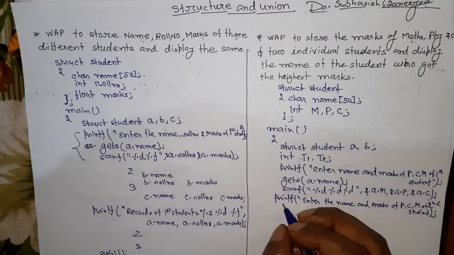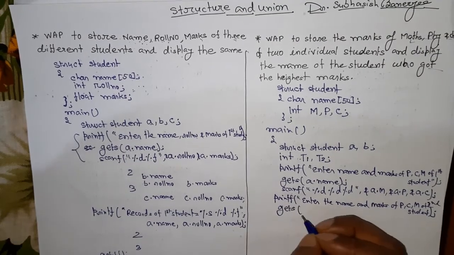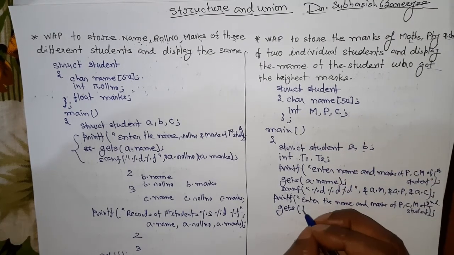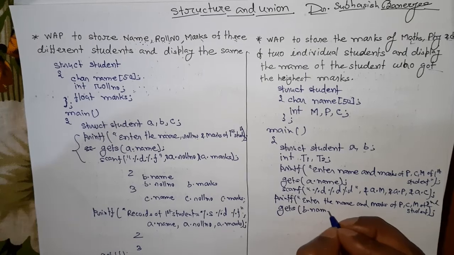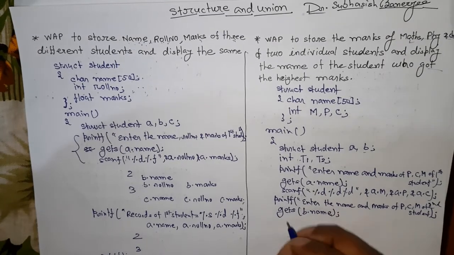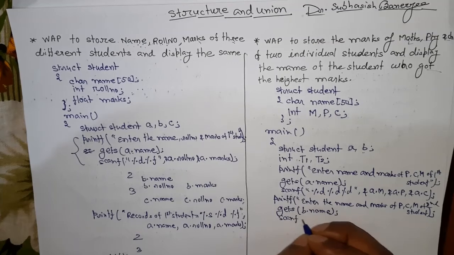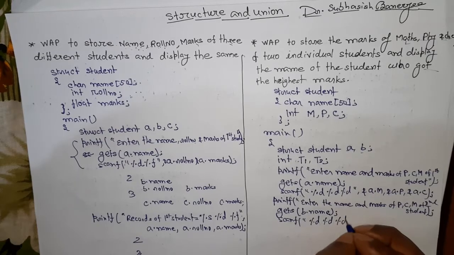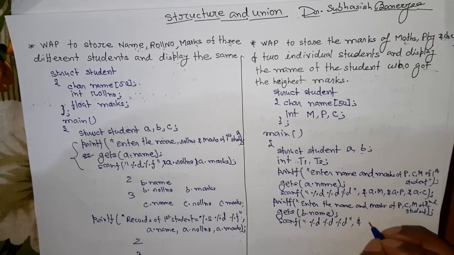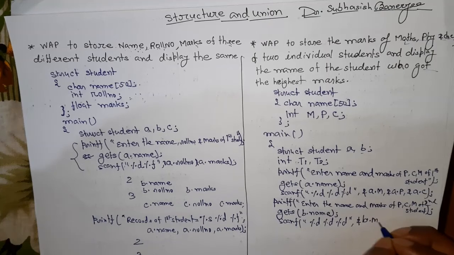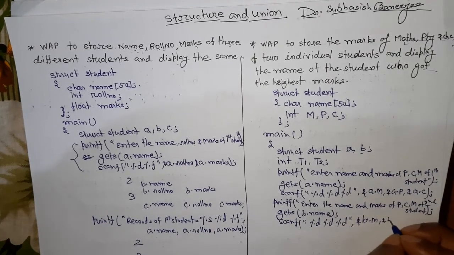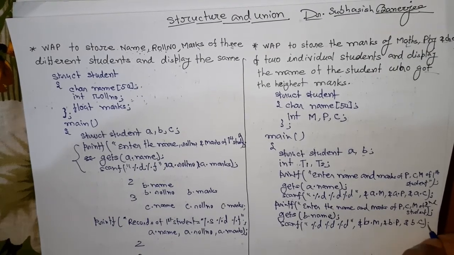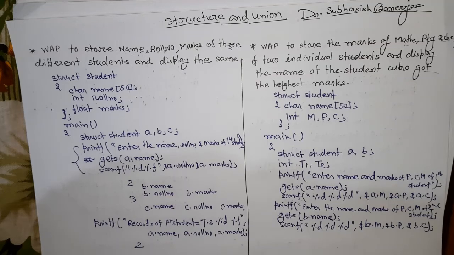To take the input, as we have used gets for taking the name, here for the second student, let's say we're going to use the variable b. So it should be b dot name. Now to take the rest of the input, scanf %d, %d, and %d for b dot m, ampersand b dot p, ampersand b dot c. This is fine.